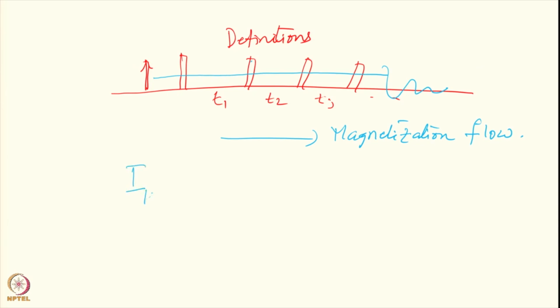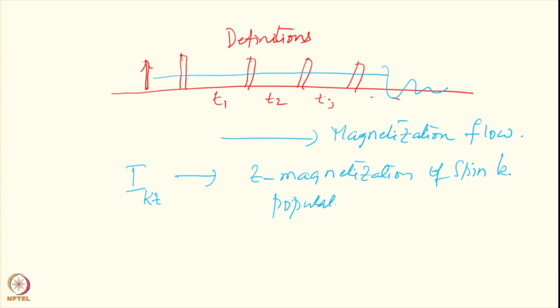Let us say we have the term IKZ. IKZ implies Z magnetization of spin K, and this has to do with the populations of the levels of the K spin, which will cause K spin transitions.